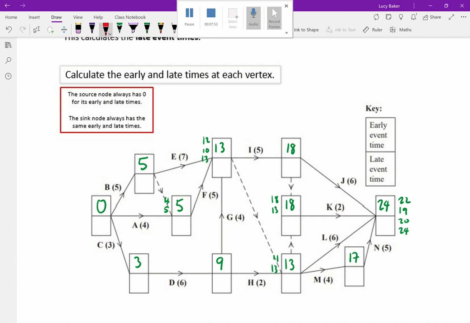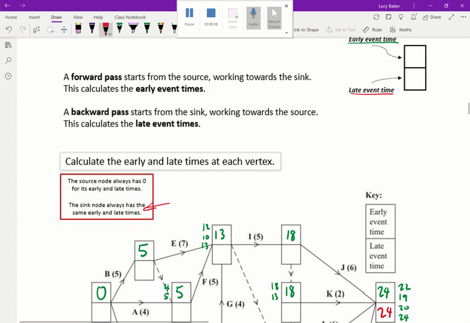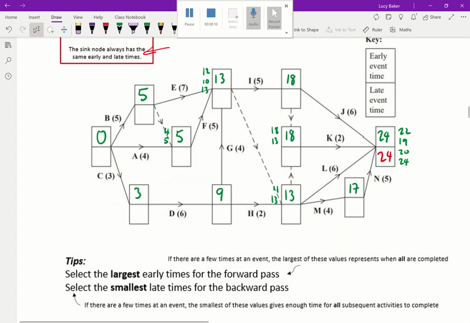Okay, so that is the early event times done. If we read the box over here, it says the sync node always has the same early and late times. So we always take the same time. And now we're going to work backwards along the branches in a similar process. This time though, we're going to take the smallest late time for the backward pass. So where we put the largest time going forwards, and that gave us the soonest that we could complete everything for that event, we're going to go backwards for the late times and take the smallest late time, where there's more than one option, of course.